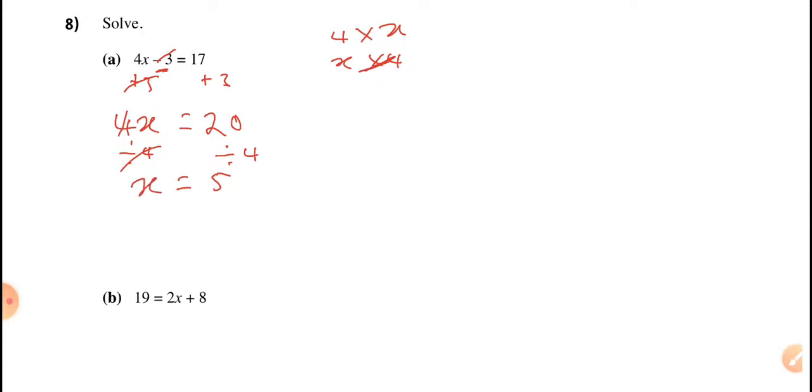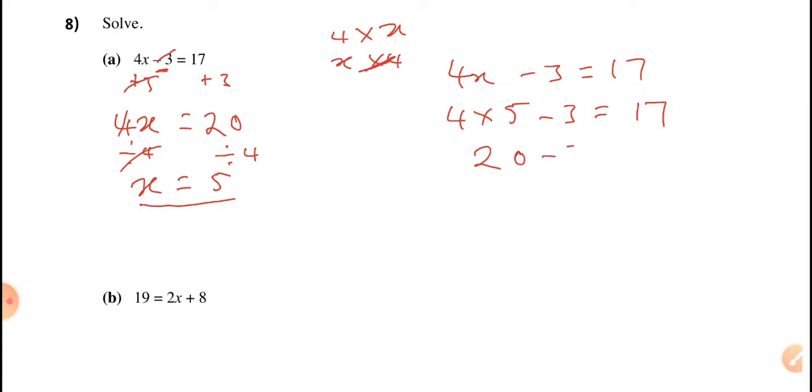So we now have to substitute this in to check if our answer works. So the equation started off with 4x minus 3 is equal to 17, and we think x is equal to 5. So 4 times 5 take away 3 is equal to 17. So instead of 4 times x, we write 4 times 5. So what's 4 times 5? It's 20. Take away 3 is indeed 17. So we are right.